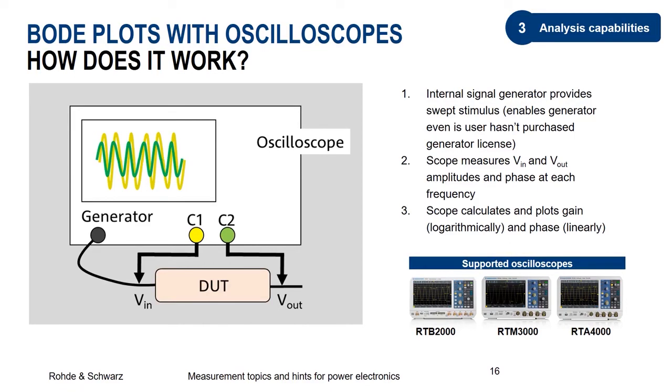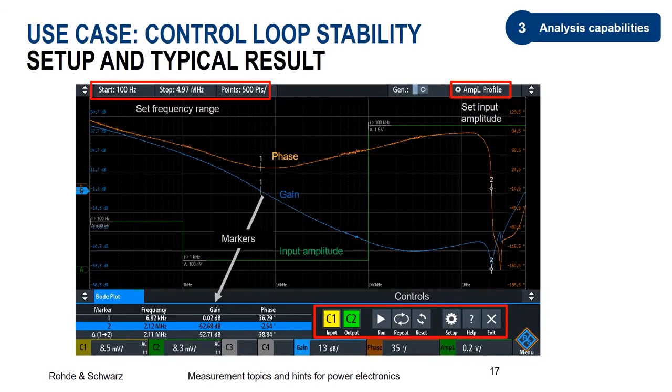this kind of software is using the generator output in order to generate a stimulus signal to the device under test, which is basically the control loop of your switch mode power supply. And then you measure channel 1, this disturbance signal, and channel 2, you measure the output signal of the DC power supply, and the scope uses that in order to calculate the Bode plot.